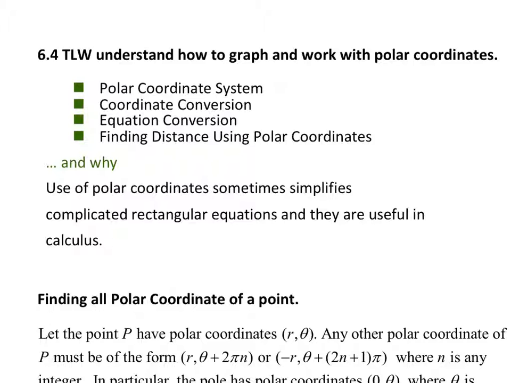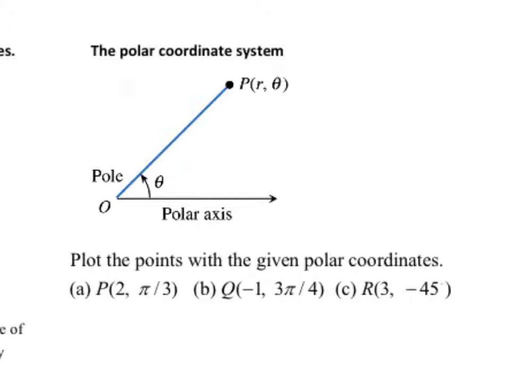Okay, so let's take a look at the first example here. The polar coordinate system. The point is r comma theta, so the radius and the angle. Here's the origin, polar axis. Plot the points with the given polar coordinates.